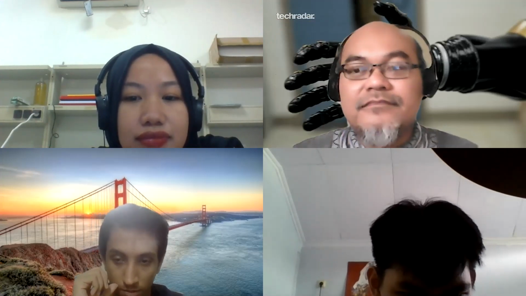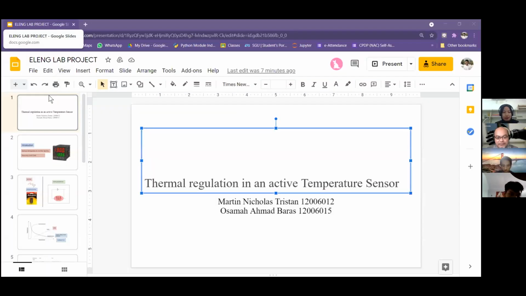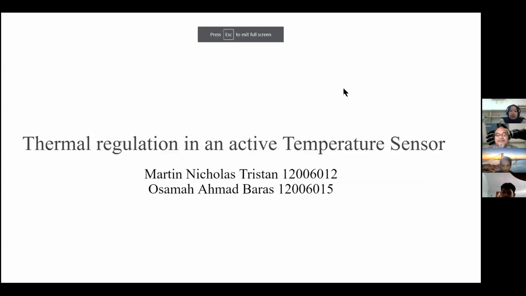I'll present my screen first. So group 5 is doing project number 2, thermal regulation in an active temperature sensor. Okay.